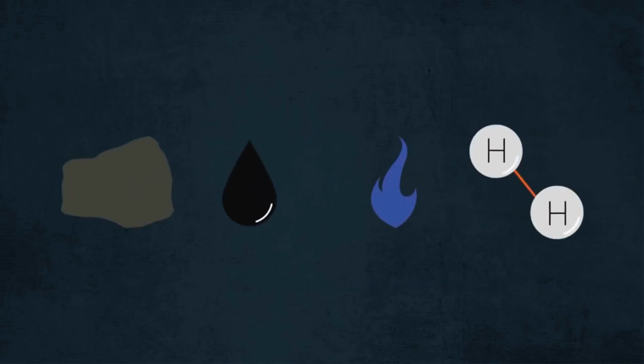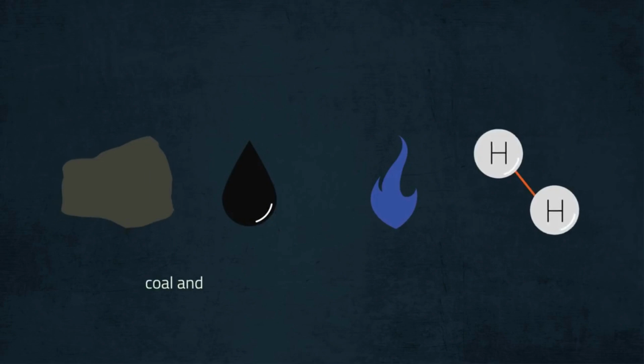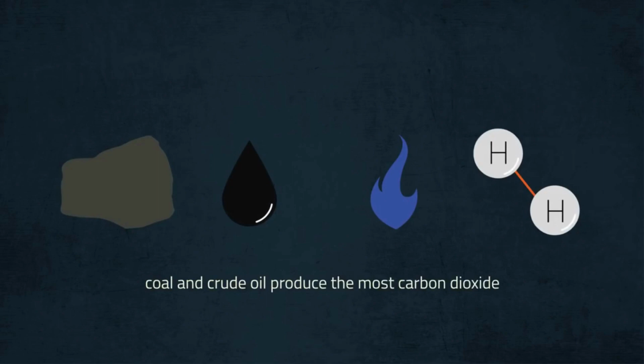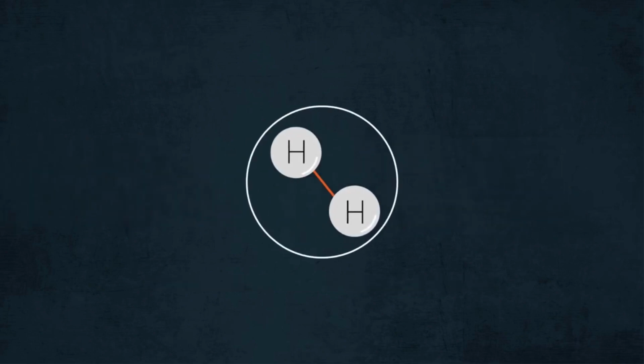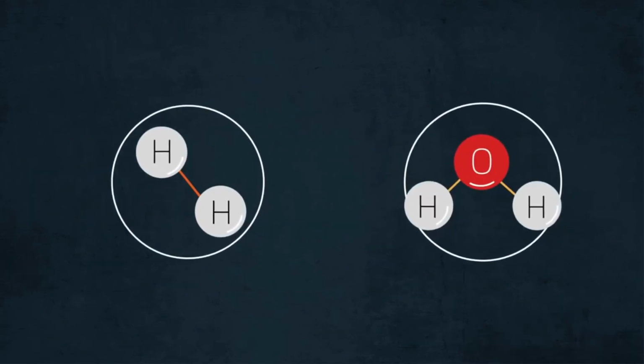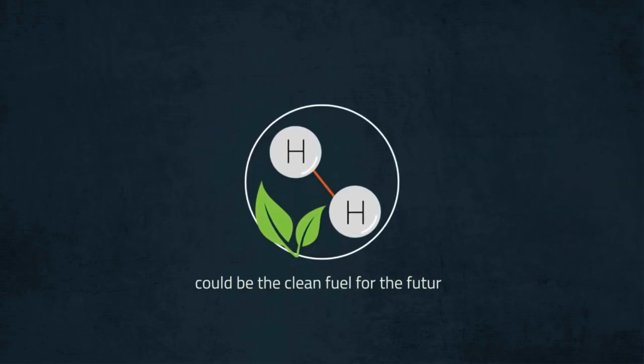If we compare coal, oil and natural gas and hydrogen as fuels, you can see that when they combine with oxygen, coal and crude oil produce the most carbon dioxide. So using natural gas in place of oil and coal does help reduce carbon dioxide emissions. Hydrogen, which only forms water when it burns, could be the clean fuel for the future. But the hydrogen must be generated from water using replenishable energy.